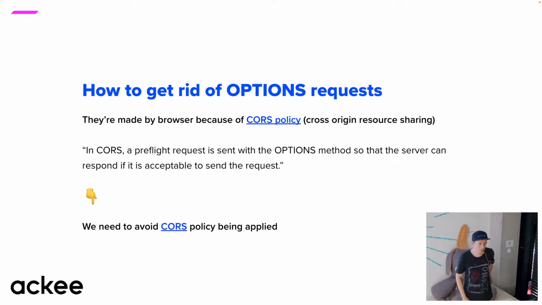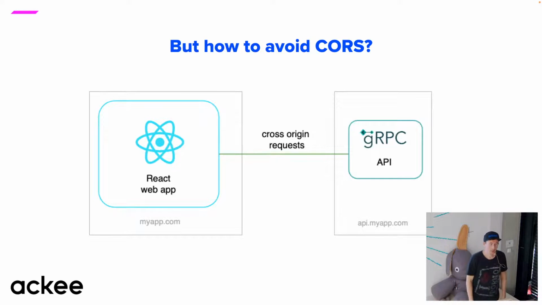So what we need to do to get rid of OPTIONS requests is to avoid CORS policy being applied. But how can we make that? How can we avoid CORS policy being applied?